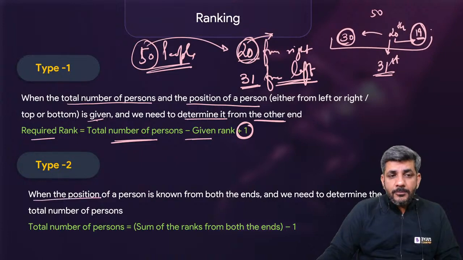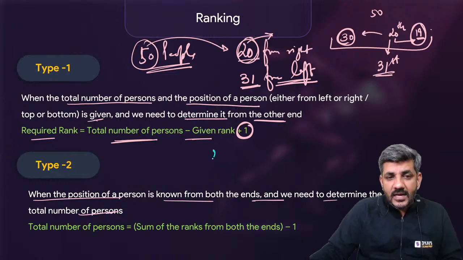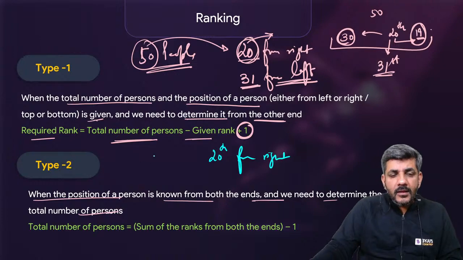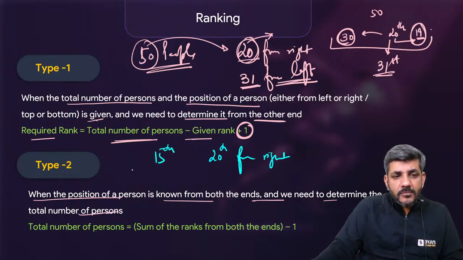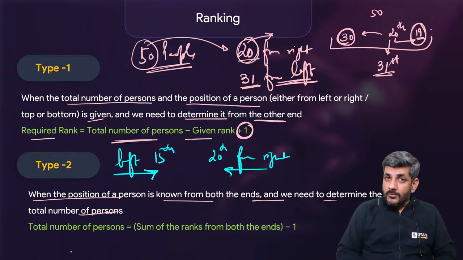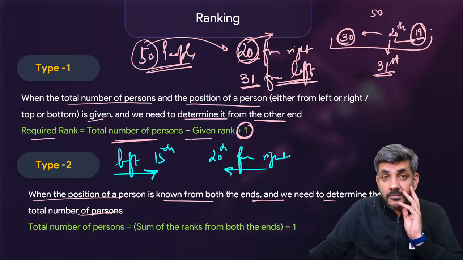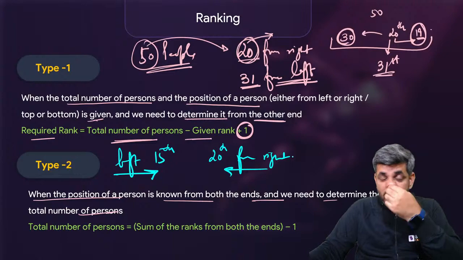Second, when the position of a person is known from both the ends and we need to find the number of people. My rank is, let us say the question says, I am 20th from the right end and I am 15th from the left end. Left hand से 15th और 20th right से हूं. How many people are there in the row? अब 15 plus 20 आप ऐड करोगे 35 आ जाएगा, but that is wrong. It's not correct. 35 is the wrong answer.